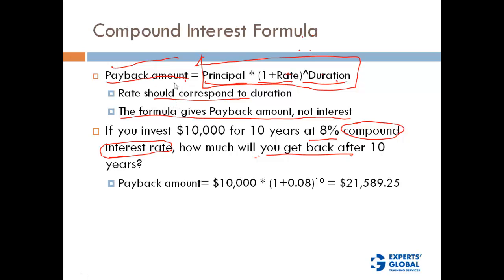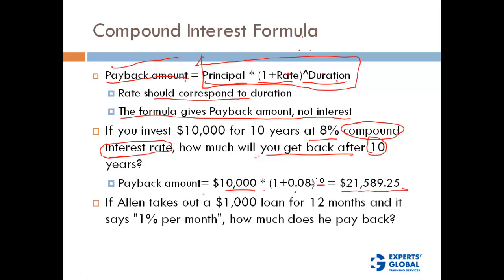So the payback amount would be principal, which is $10,000, into 1 plus rate. Rate is going to be what? 8%, so 8% is 0.08, raised to 10. Why 10? Because we are looking for a period of 10 years. So if you calculate this, you will get this particular number. So the payback amount, which is the maturity amount of this investment, is $21,589.25.